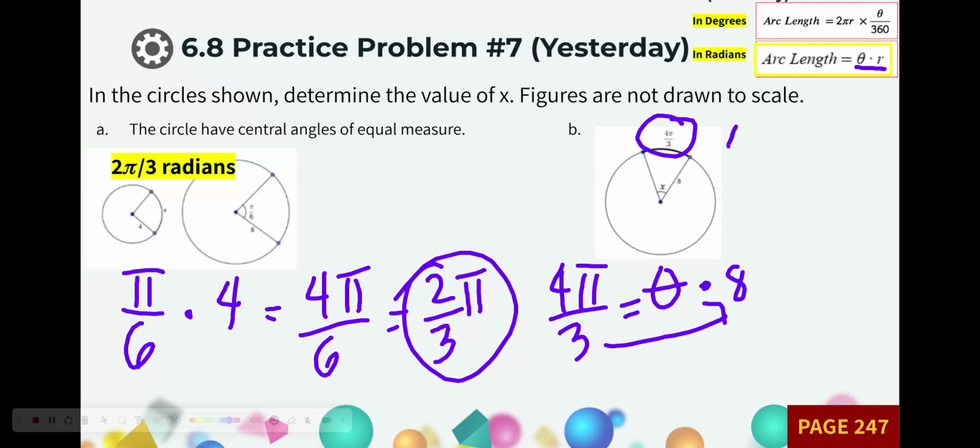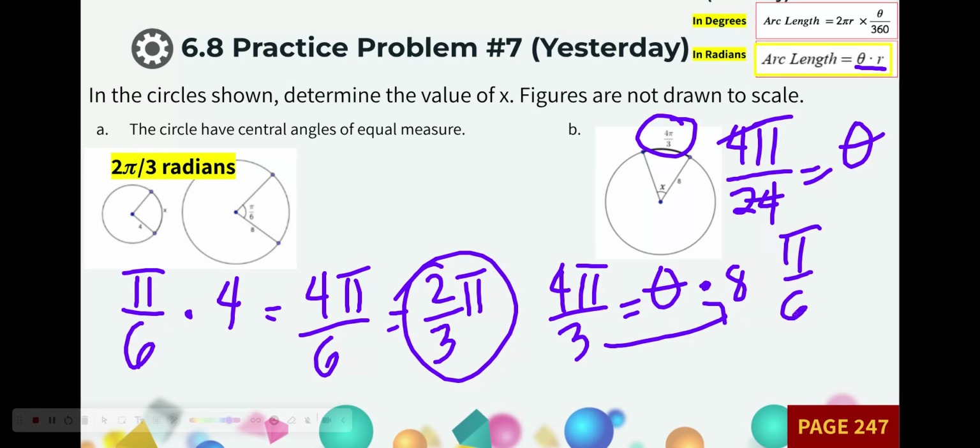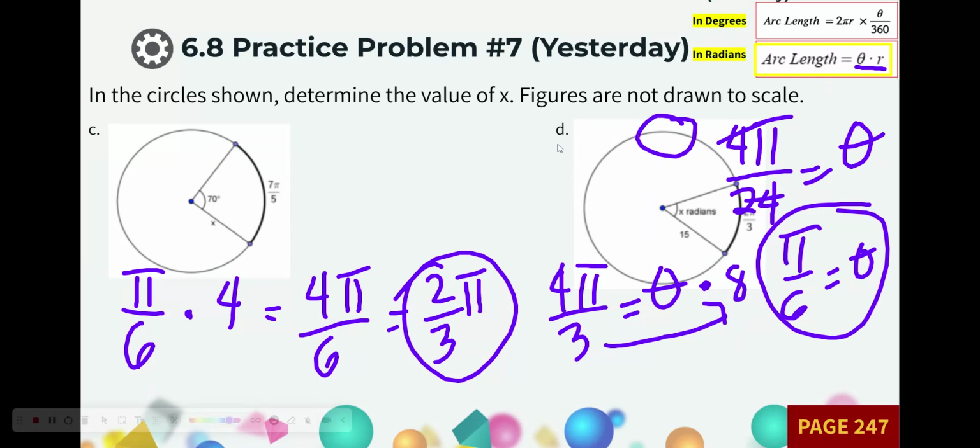Therefore, that will be 4 pi over 24 equals theta. What's the lowest term of 4 over 24? That would be pi over 6, and that would be our theta, or the value of x. And that is our answer. Next, let me erase this one.